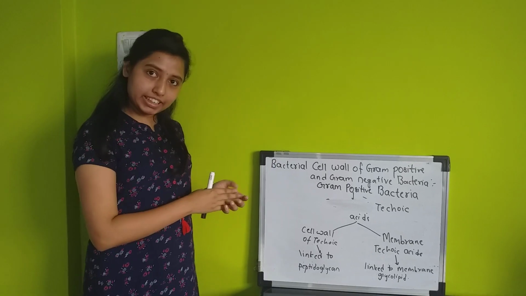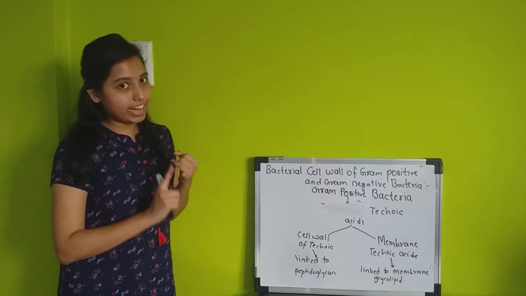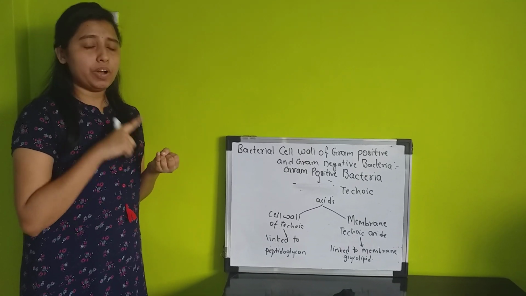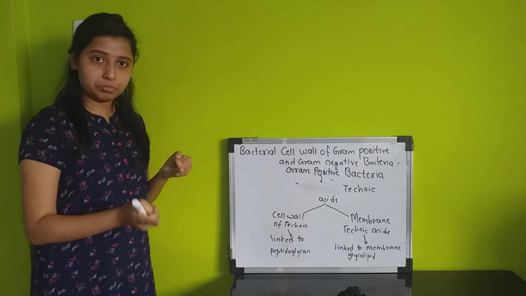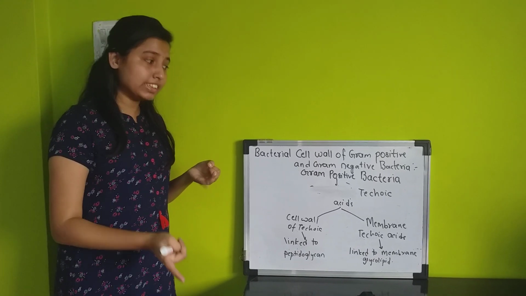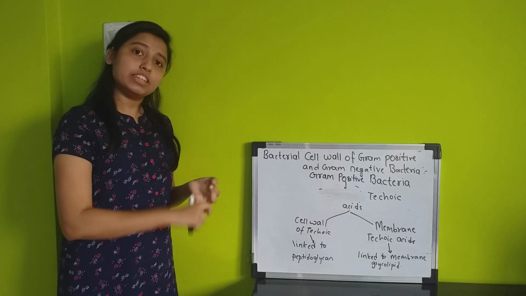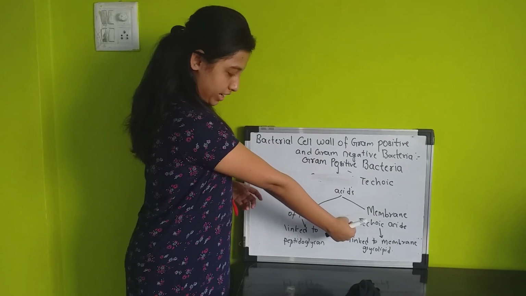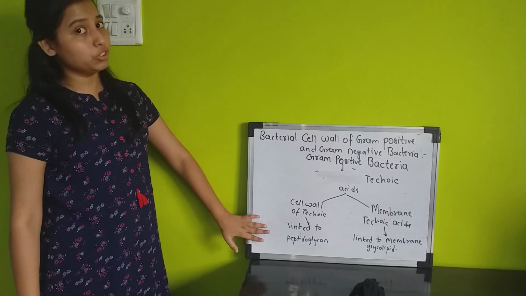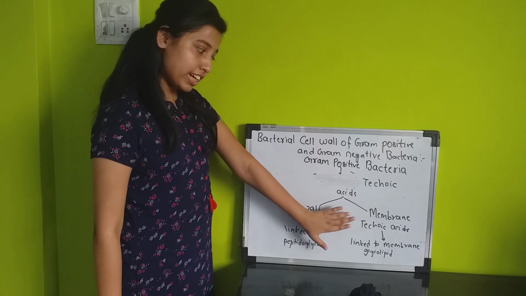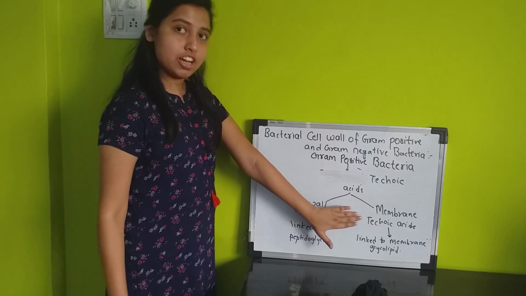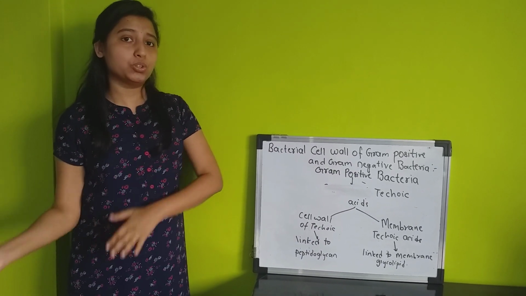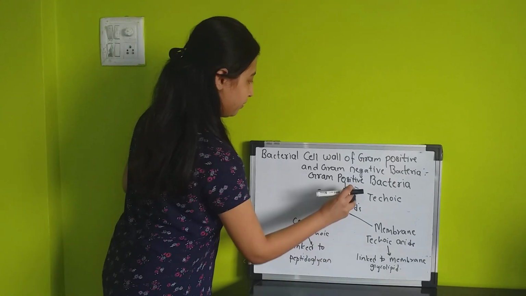So gram-positive bacteria have a peptidoglycan layer and teichoic acids. The peptidoglycan layer is thick, which accounts for 15 to 80 nanometers, and teichoic acids are major surface antigens with two types: cell wall teichoic acids and membrane teichoic acids. Cell wall teichoic acids are linked to peptidoglycan, whereas membrane teichoic acids are linked to membrane glycolipid. So this much is about gram-positive bacteria. Let's move on to gram-negative bacteria.